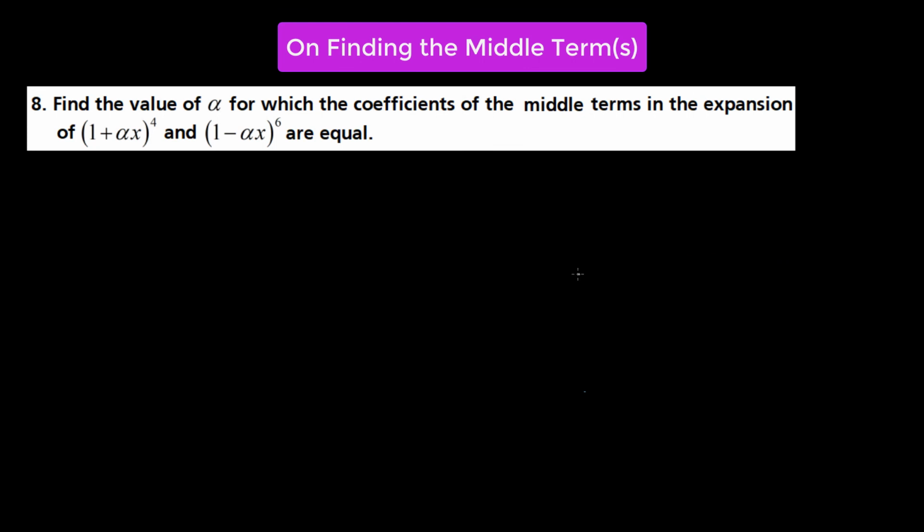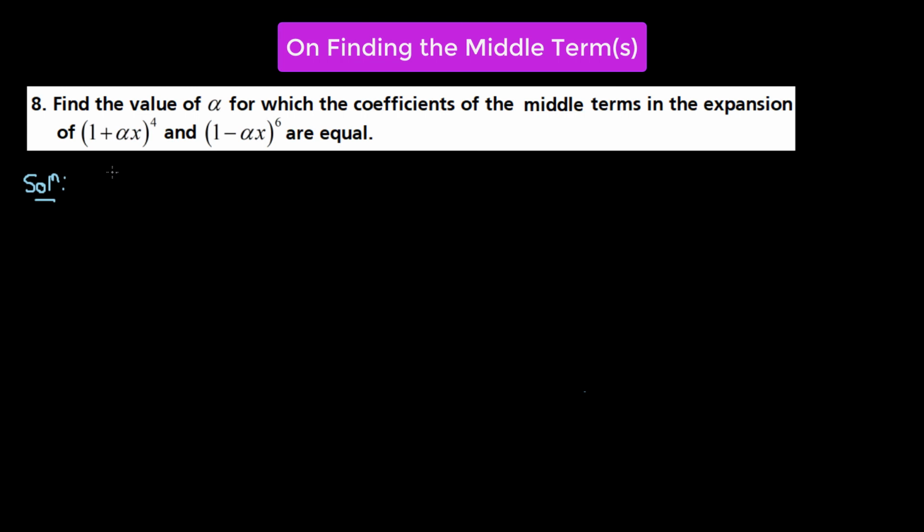So in this particular question, we are provided with 2 binomial expressions. One is (1 plus alpha x) raised to the power of 4, and the other one is (1 minus alpha x) raised to the power 6. Now it's given here that the coefficients of the middle terms of both the expansions are equal. Then using that information, we need to figure out what the value of alpha is going to be. So let's do it one by one.